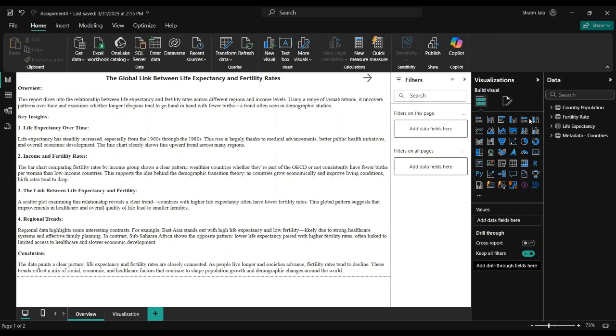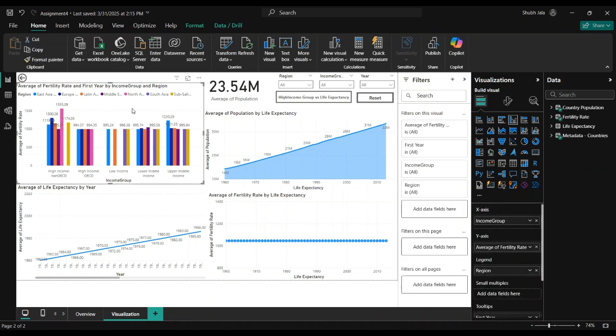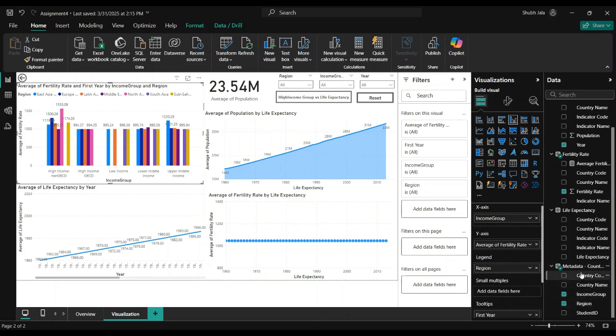After that, I made the first graph of the project, the average fertility rate in the first year by income group and region. Here I have taken the x-axis as the income group. I took the income group from metadata countries, and the region from it as the legend, and the average of fertility rate. From here I made a formula for the fertility rate average.